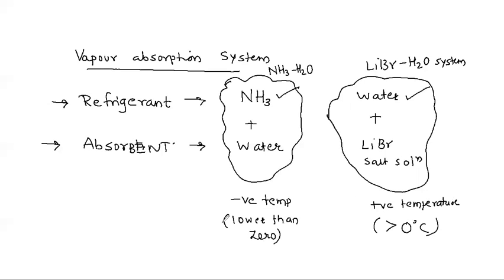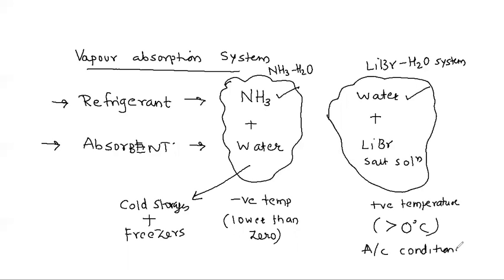Okay. It means that if you are looking for applications like cold storages, freezers, and other refrigeration systems, then the ammonia water system is the way to go. And if you are looking for air conditioning applications, AC applications, then in that case we use the lithium bromide water system as an absorbent refrigerant pair. Okay, so we need to be very clear on this.